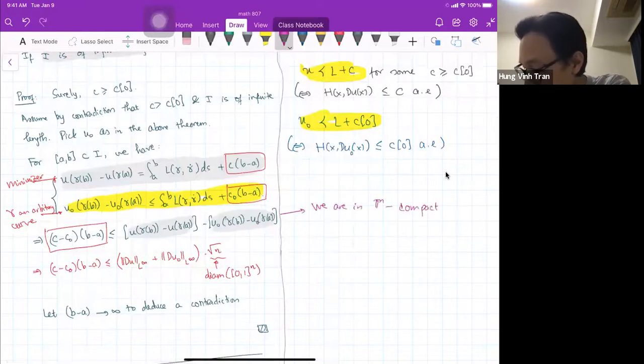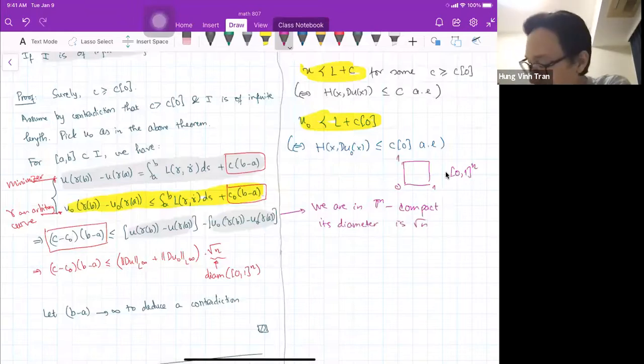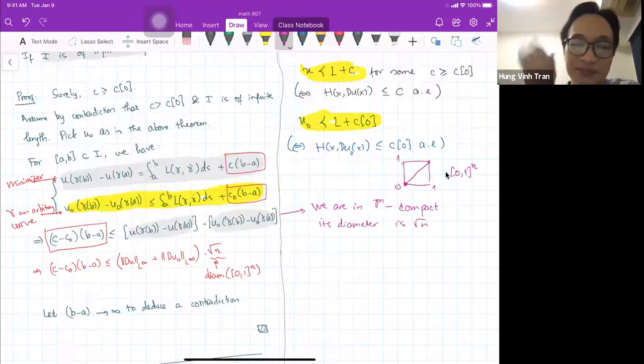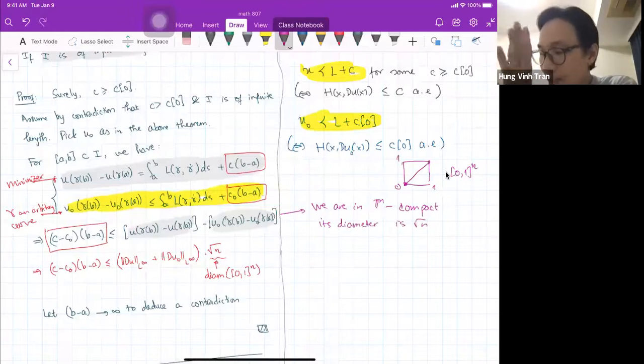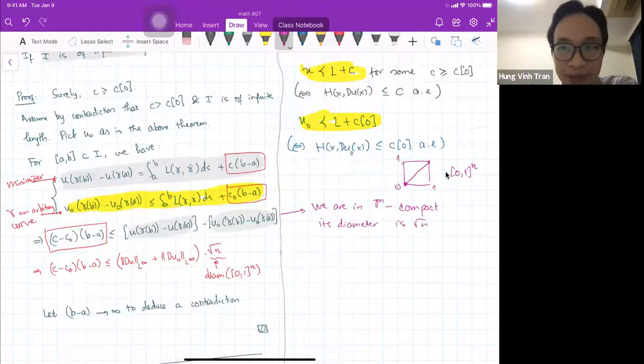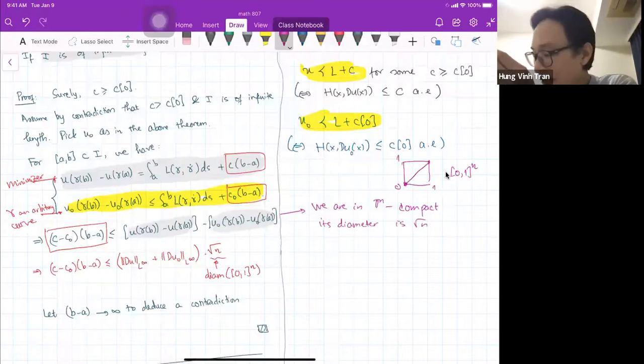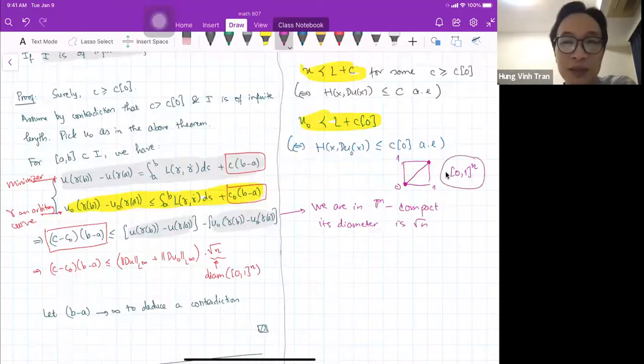And actually its diameter is root of n, right? I mean, we talk about this. You take this is the torus. Again, you think of it as [0,1]^n, and the diameter is sort of exactly going from here to here. Okay, the diameter of the unit cell is root of n. I'm taking the distance from the point itself, so that's nonsense. But let's say the diameter of the unit cell is root n.